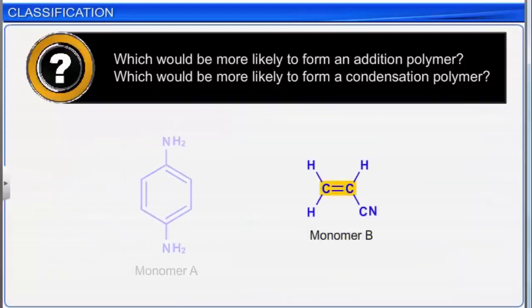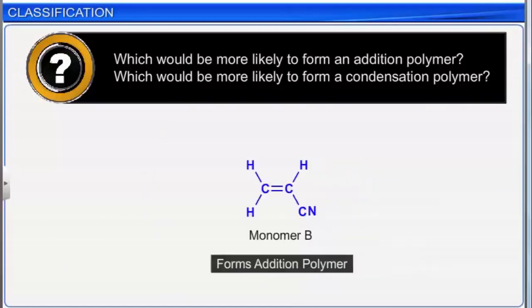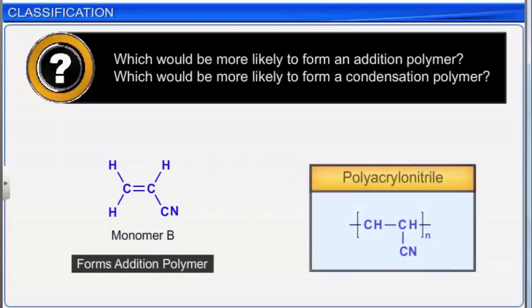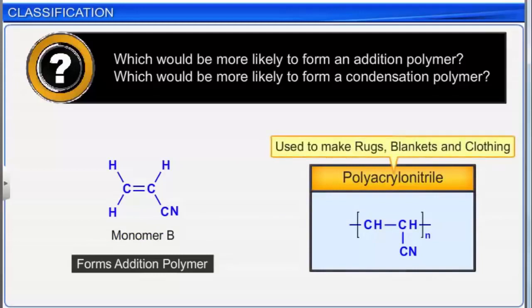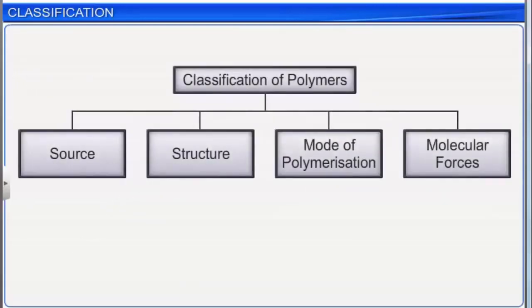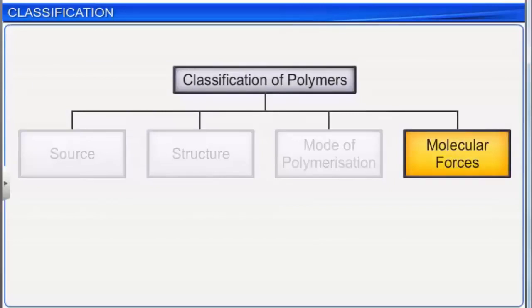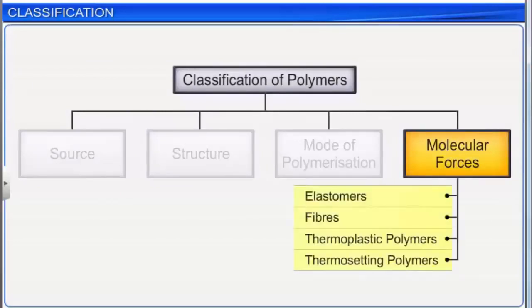Monomer B has a carbon-carbon double bond. It forms an addition polymer. Monomer B is a monomer of polyacrylonitrile, which is used to make rugs, blankets, and clothing. Based on the molecular forces present in them, polymers are classified into 4 types: elastomers, fibers, thermoplastic polymers, and thermosetting polymers. Let us study them one by one and see how their molecular forces affect their physical properties.